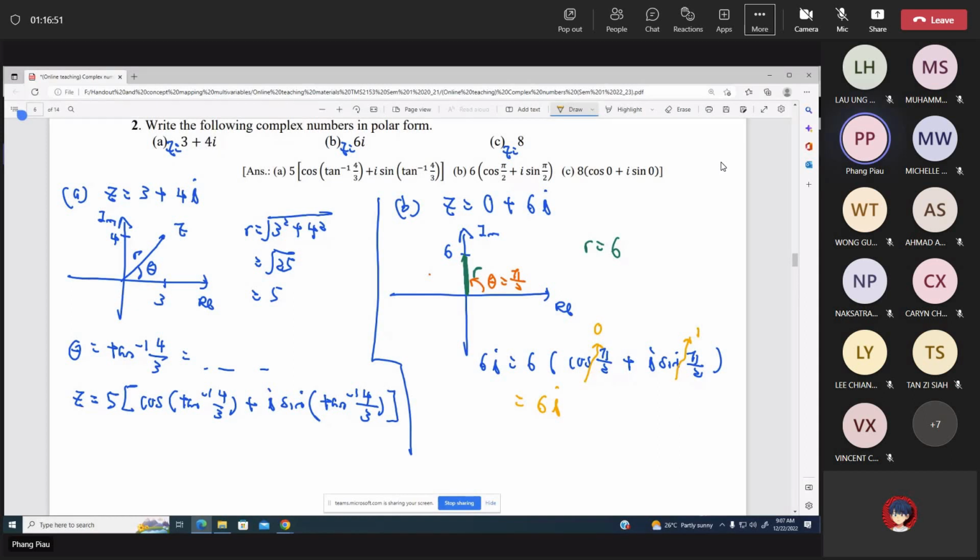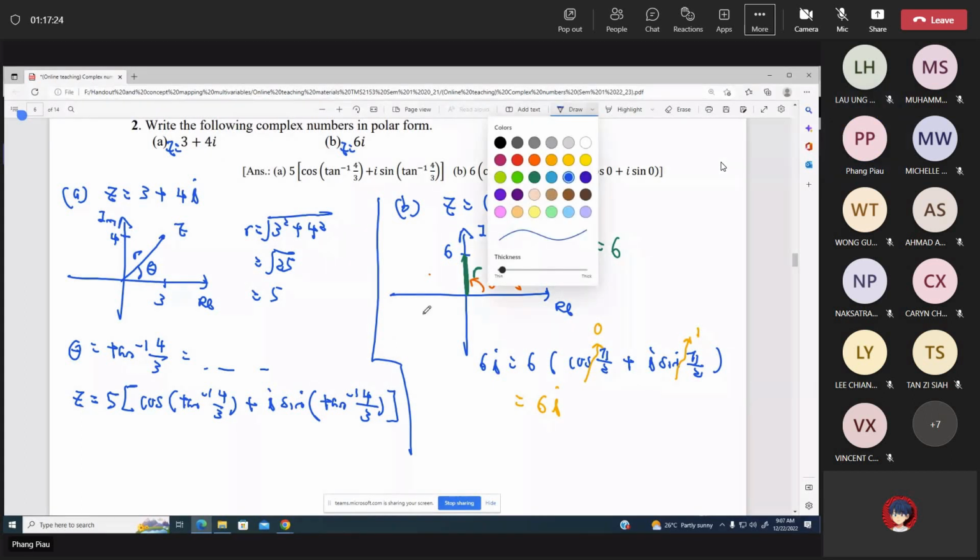So this is a question with a purely imaginary part. You don't have the real part. Real part is 0. So no calculation needed. From the diagram, you can determine r is 6, and you know that theta is pi/2. Okay, the same goes to question number C, where you have the real part only.